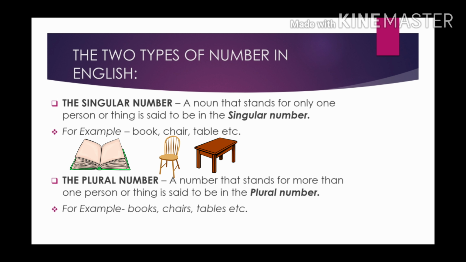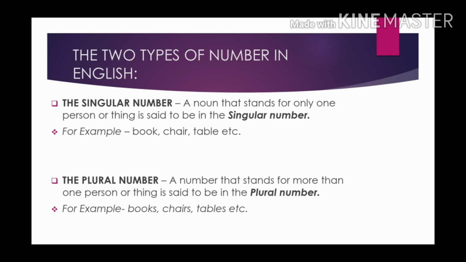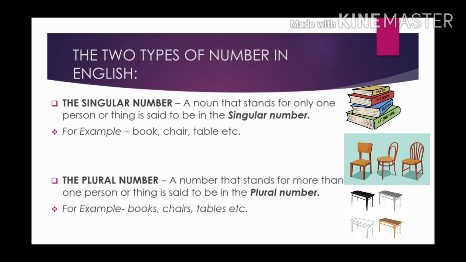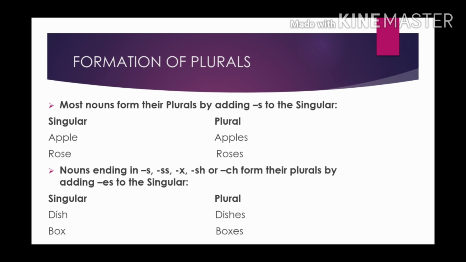A noun that stands for more than one person or thing will be called plural. For example, books, chairs, tables, etc. So they are more than one. They could be two, or more than two. Now, how do we form plurals? This is the formation of plurals.